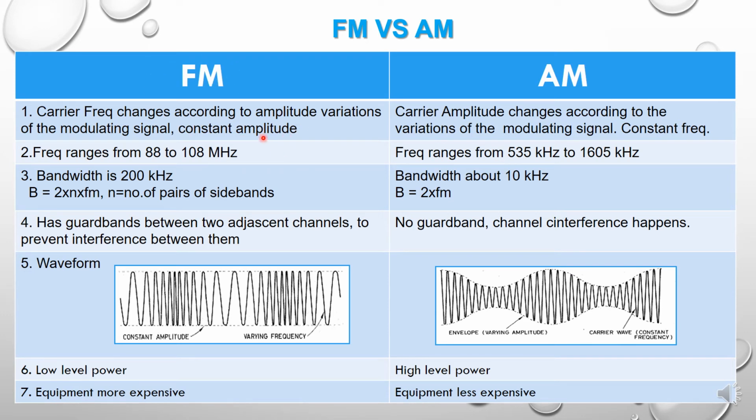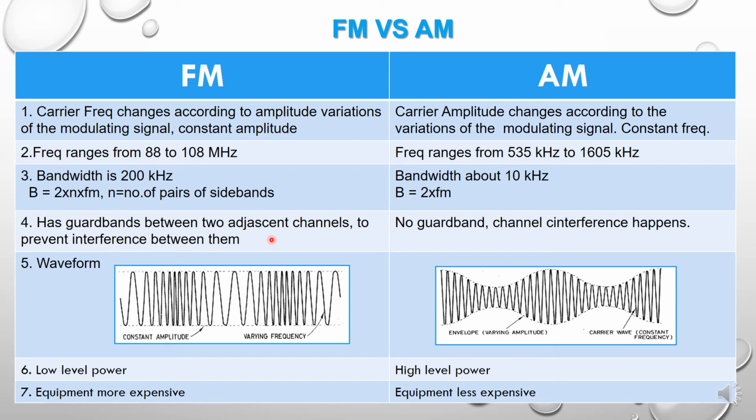FM has constant amplitude, whereas AM has constant frequency. The frequency range for FM is 88 to 108 MHz, and for AM it is from 535 to 1605 kHz. Bandwidth for FM is 200 kHz, with the equation B is equal to 2 times n times fm, where n is the number of sidebands and fm is the maximum frequency. For AM, bandwidth is equal to 10 kHz, B is equal to 2 times fm.